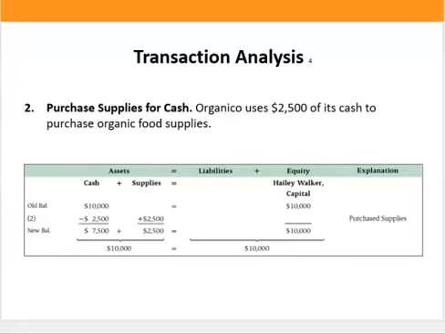Okay, so now something actually happened. So a transaction involving buying something. Okay, so they purchased supplies for cash. So in this case, two things happened on the asset side. Okay, cash itself went down by 2,500, but supplies went up by 2,500. So even though the balance didn't change on the liability and equity side, it's still $10,000. Assets are still $10,000. We just kind of traded 2,500 worth of one asset for 2,500 of another asset.